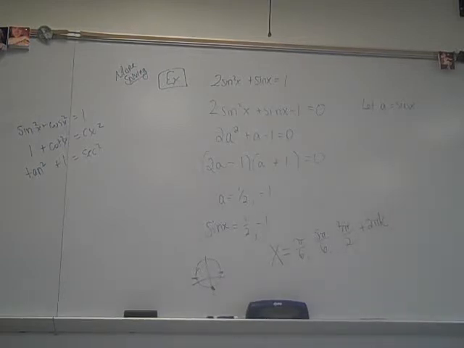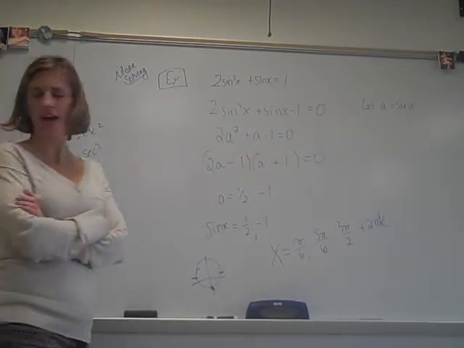Because there's no restriction, this is an inverse trig. They're not telling us theta's between 0 and 2 pi. So you've got that infinite solutions idea. Easy? Yeah. So we have this quadratic. All right, one more. Let's do cosine of x.